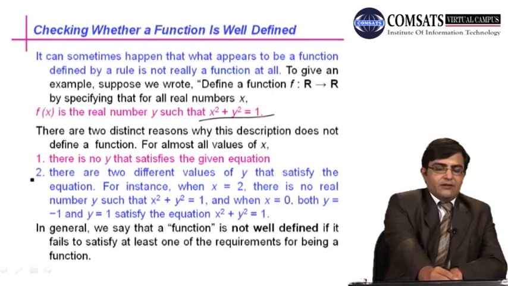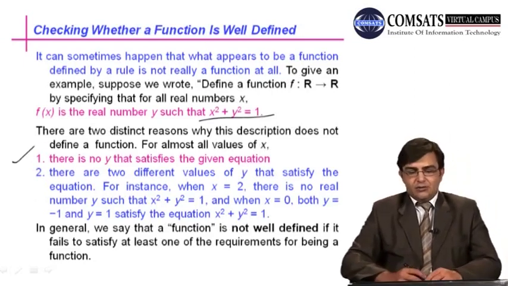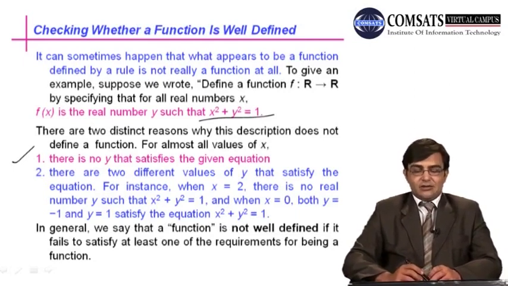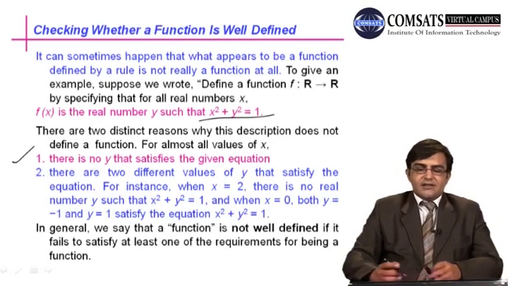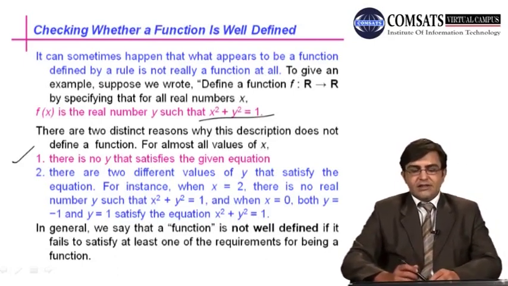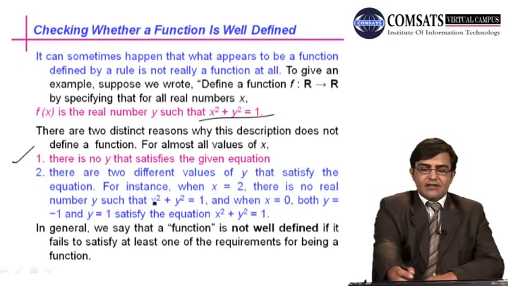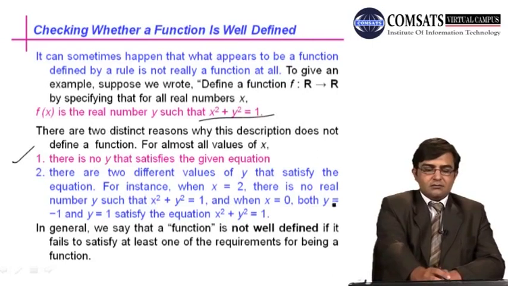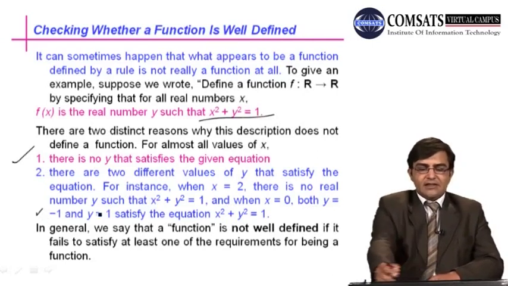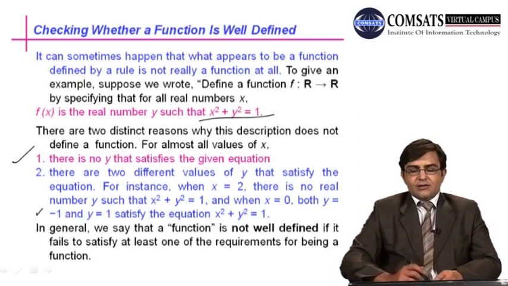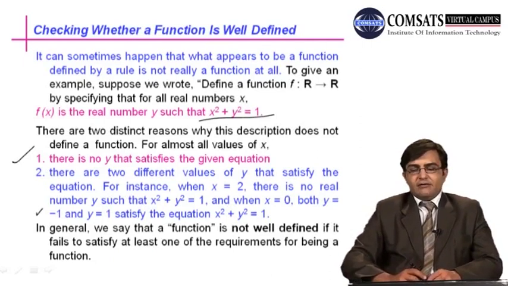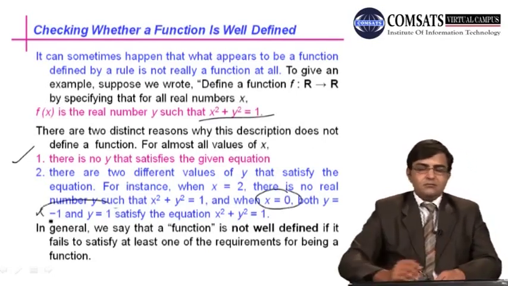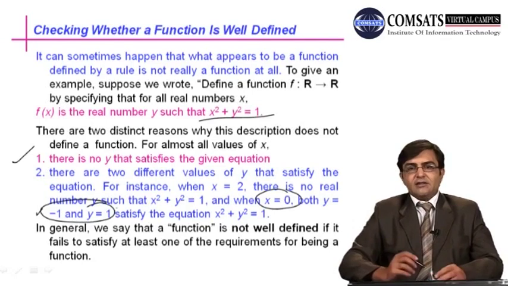Here, either there is no y which satisfies the given equation, or there are two different values of y that satisfy the equation. For instance, if x is 2, then there is no real number y such that x square plus y square is equal to 1. And when x is 0, both -1 and 1 satisfy the equation. So for one value of x, we have two values of y, which is not allowed.